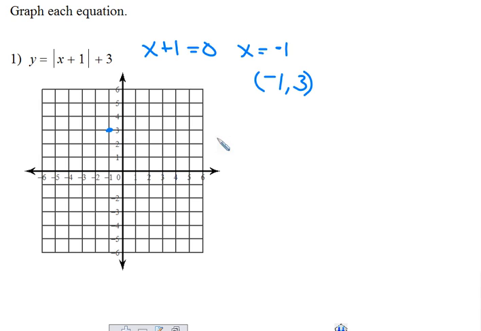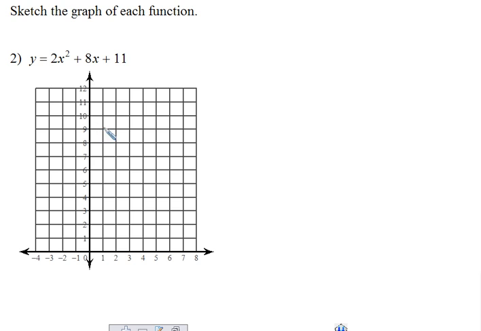We know that this is in the shape of a V. The leading coefficient here is 1, so the slope of the branches is going to be 1. So there's one branch, and the other branch is the reflection of those. So we're going to just plot those points and connect those dots. Next, let's take a look at question number 2.